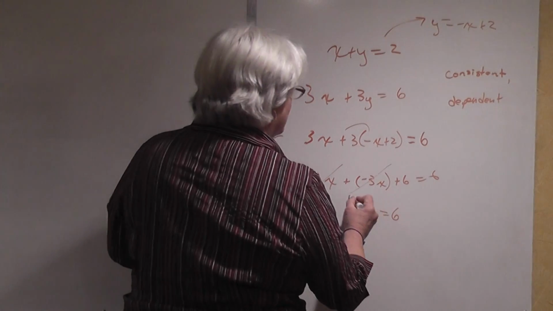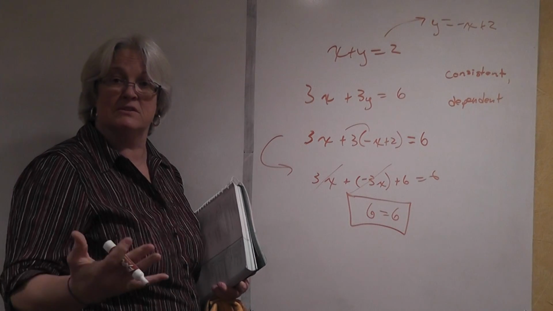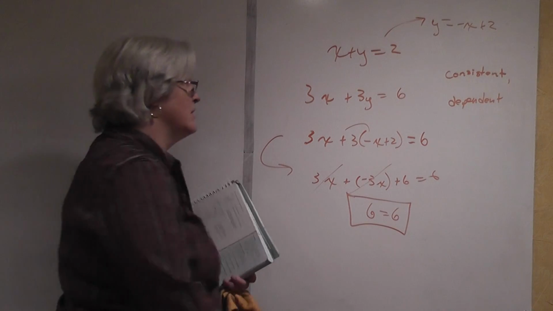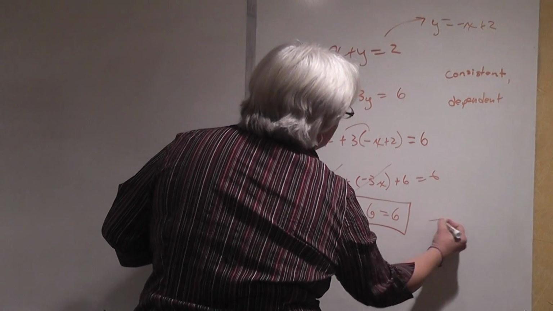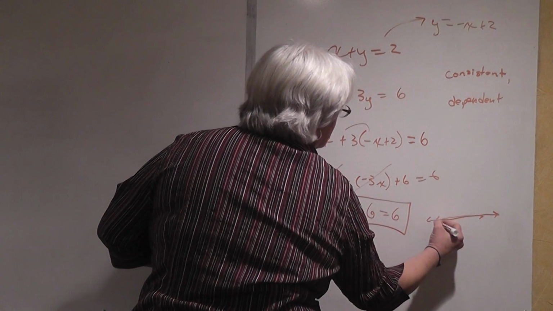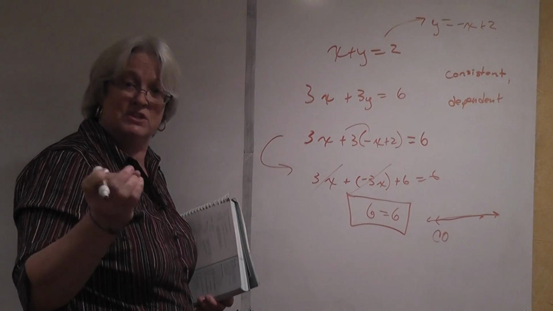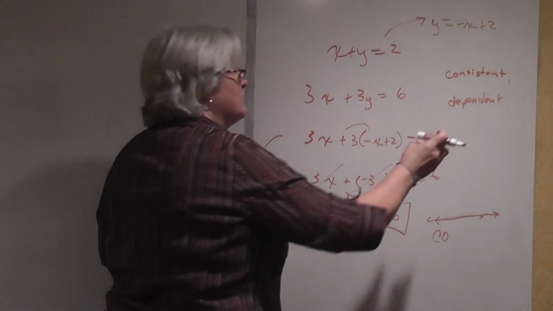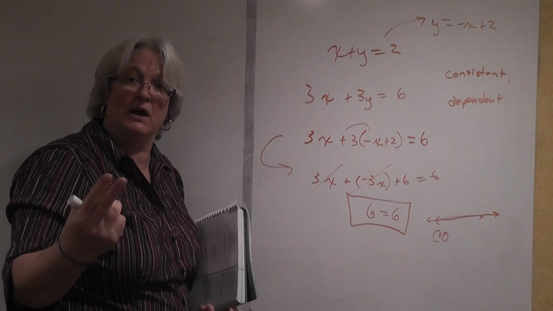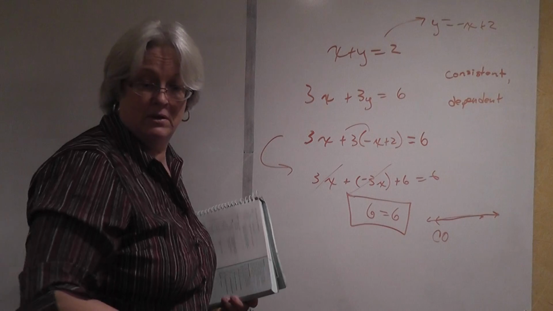If we have an obviously true statement, 6 is equal to 6, 2 is equal to 2, 9/10 is equal to 9/10, you have a pair of lines which are collinear. One lies right on top of the other. It is a consistent system because there is a solution. It is a dependent system because there are an infinite number of solutions because the lines are collinear, which means that the lines are in fact the same.